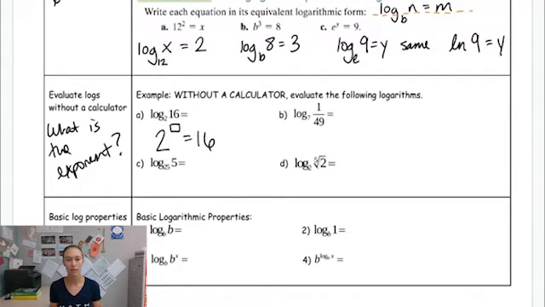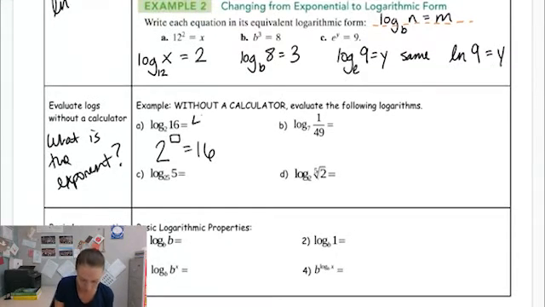This is the question. So 2 times 2 is 4, times 2 is 8, times 2 is 16. So we have 2 to the 4th power is 16. So the log base 2 of 16 is 4. So logs aren't as scary as they seem like they should be. If you're just thinking, okay, what's the exponent? I think it'll make a whole lot more sense.